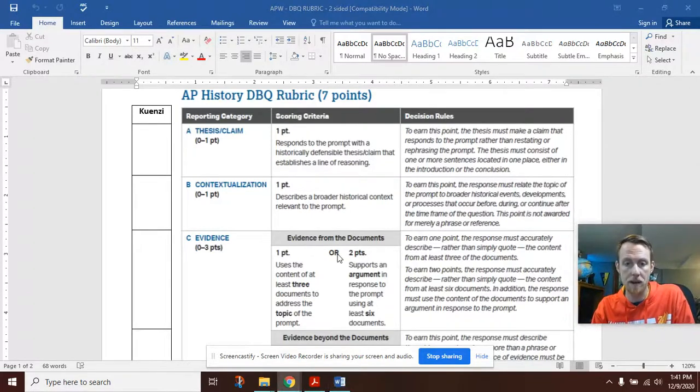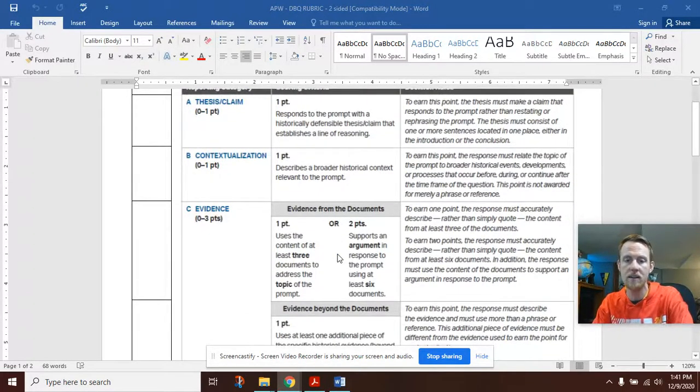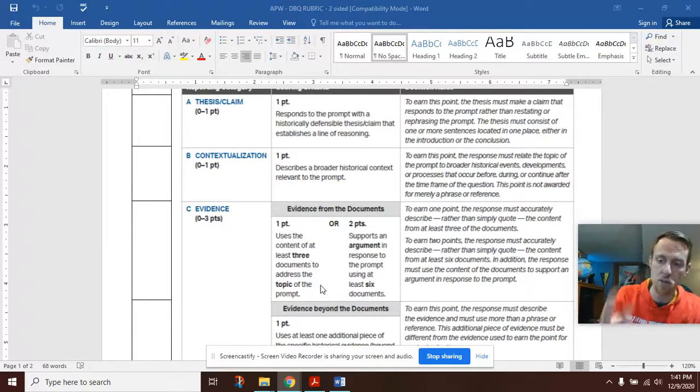All right, now the third part is evidence, and this really will have a larger role when we get to the body paragraphs. Now notice there's a key here. There's 7 documents that they give you. Notice how it says you get 1 point if you use the content of at least 3 of the documents to address the prompt. So 3 of those 7 documents are correctly used in your essay. You're giving attribution, you're citing information, and you've incorporated it. That's 1 point.